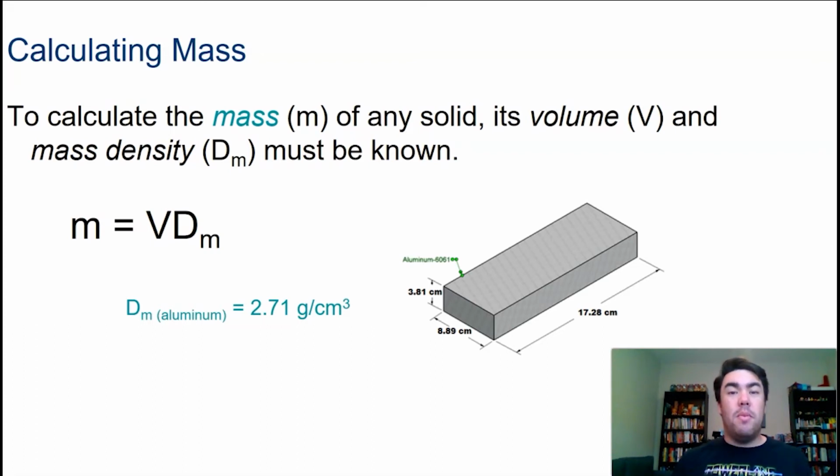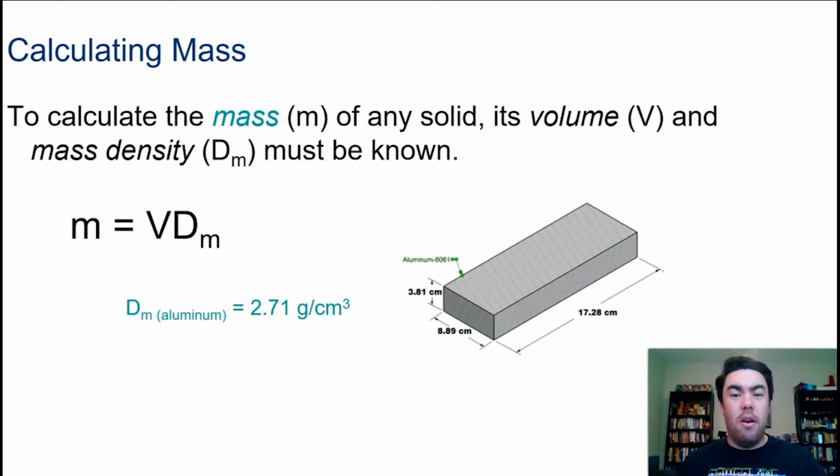Here we have an aluminum block, specifically an aluminum 6061 block, where the density of that material is 2.71 grams per cubic centimeter. It's a rectangular prism, so we can calculate its volume based on the given values. So let's go ahead and try this one on our own, and then after the video resumes, check back in and see if you got it correct.